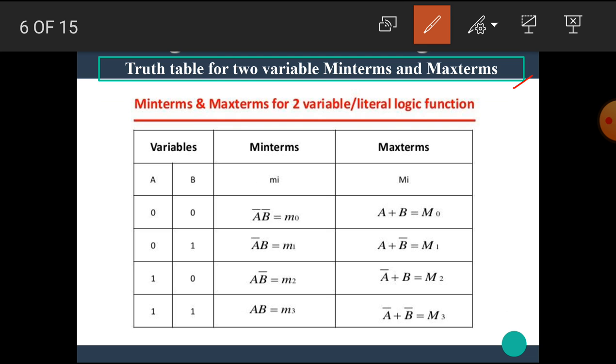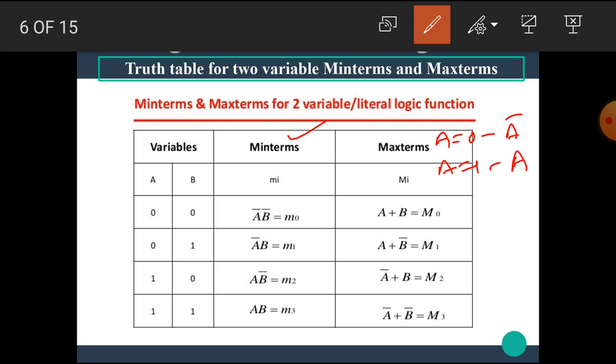If there are only two variables, a and b, then the possible combinations of a and b are 0 0, 0 1, 1 0 and 1 1. We can write the min terms. We know that in the case of min terms, if a has the value 0, then we write a bar, and if a has the value 1, then we can write only a.